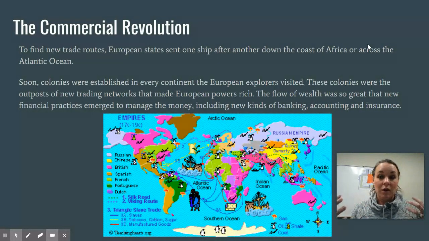So the flow of wealth, as it says, coming into these kingdoms is massive. And so you have new kinds of banking, new kinds of accounting, and financial institutions. Insurance companies spring up really for the first time. If you think about it, these merchant companies, these shipping companies, we can equate them to trucking companies today. 18 wheelers going up and down I-35, I-20, I-40. That they are how we get our products, right?